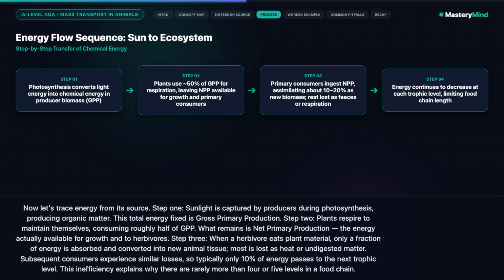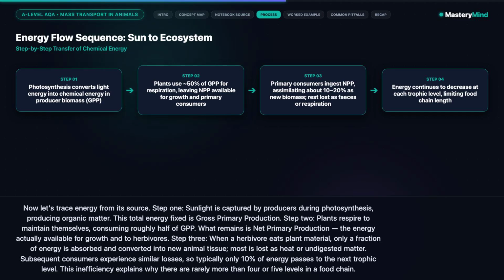Step 3. When a herbivore eats plant material, only a fraction of energy is absorbed and converted into new animal tissue, most is lost as heat or undigested matter. Subsequent consumers experience similar losses, so typically only 10% of energy passes to the next trophic level. This inefficiency explains why there are rarely more than 4 or 5 levels in a food chain.